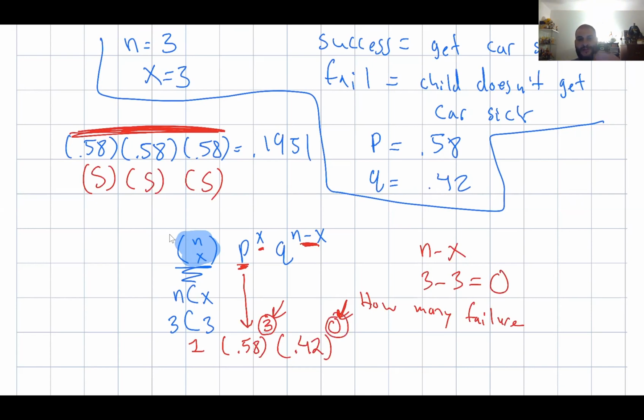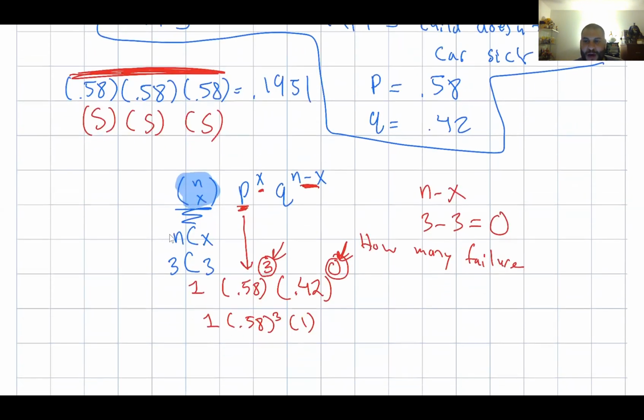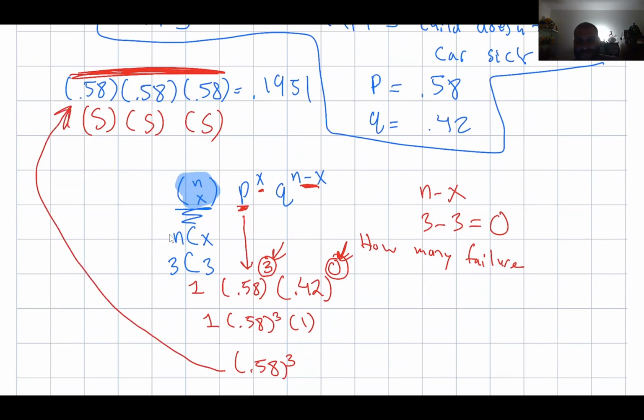So what's 0.42 to the 0 power? Cool, 1. So you get 1 times 0.58 to the 3rd power times 1. But essentially the 1s are going to cancel out and you're left with 0.58 to the 3rd power. Isn't that this? So that's what the binomial distribution is. It's a more organized way to get the probability than when we're doing the multiplication rule.